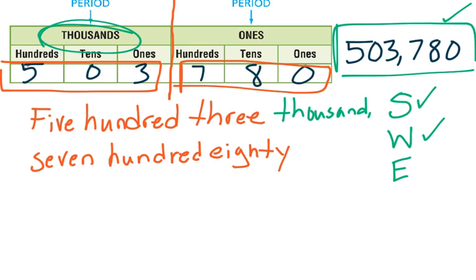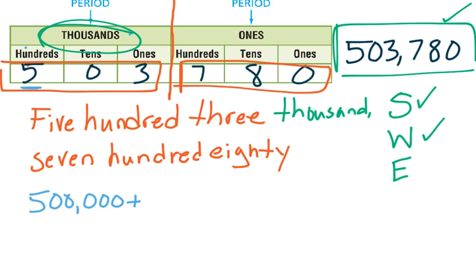Our last piece is expanded form. And we do expanded form by breaking our number up by the value of each digit. So let's start with our 5. We always start with our greatest place value. Our 5, what's that worth? Well, it's in the thousands period and it's in the hundreds place. So it's worth 500,000. Then we put our plus sign.